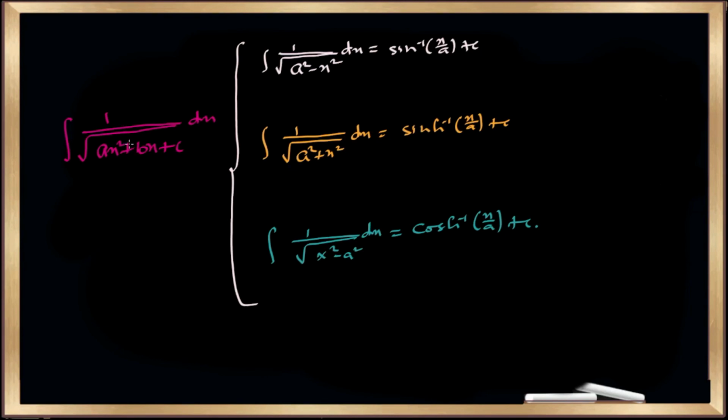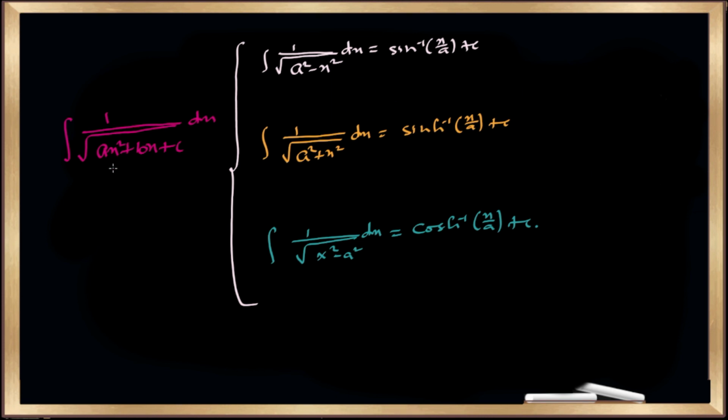Now next, if the integral 1 by root over ax square plus bx plus c, 1 by root over a quadratic expression is there, we can express it as 1 by root over a square minus x square. Then its integral is sine inverse of x by a plus c. If we can express it as 1 by root over a square plus x square, then its integral is sinh inverse of x by a plus c. Minus is there, sine inverse. If plus is there, sinh inverse.